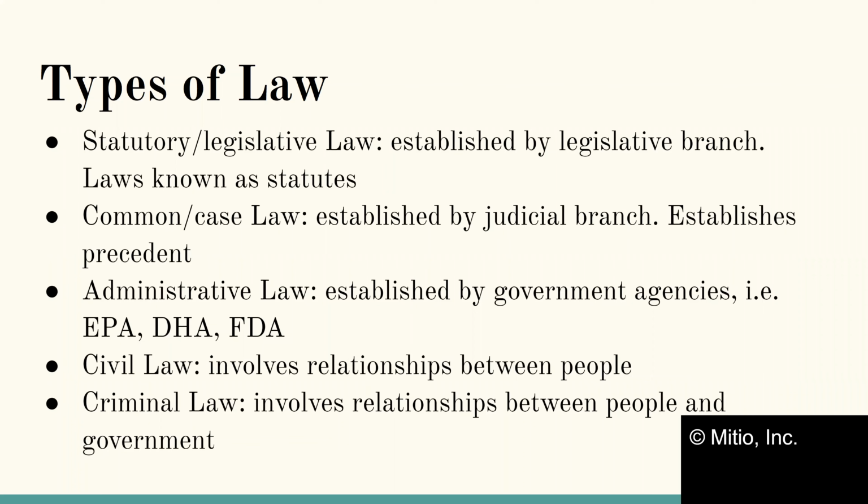Common and case law. These are established by the judicial branch, and they establish precedent. And we'll explain this a little more later. Administrative law is established by government agencies, such as the EPA, the DHA, and the FDA, commonly known as the Food and Drug Administration. So administrative law, we've seen some of the rules related to interpreting actually be from the Department of Health and Human Services, for example. Civil law involves relationships between people, whereas criminal law involves relationships between people and government.